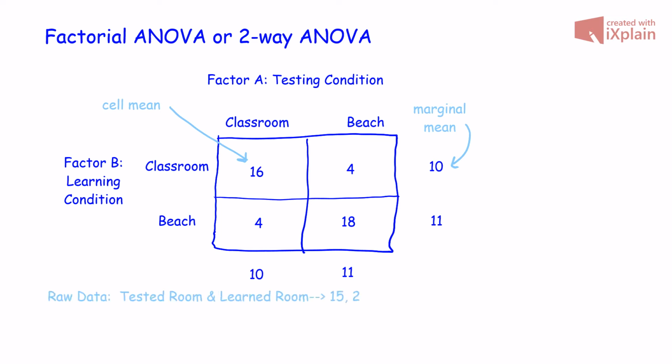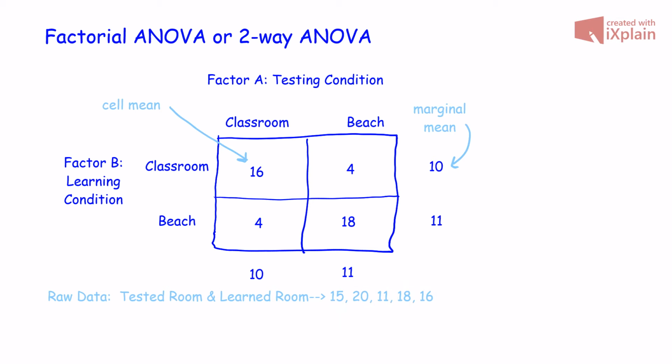Now, I'm going to show you the actual raw data so everything is clear here. There were, in this condition, 5 people. Each of these are their scores: 1, 2, 3, 4, 5. Those are the 5 scores of people who were tested in a classroom and learned in a classroom. So that's those 5 raw scores. If you average them, that's where that 16 comes from right there.